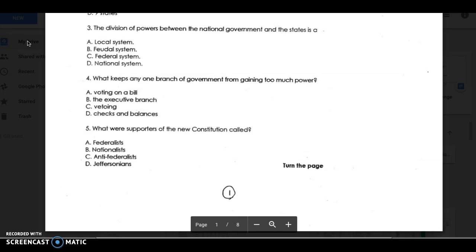Number 5. What were supporters of the new Constitution called? A. Federalist. B. Nationalist. C. Anti-Federalists. Or D. Jeffersonians.